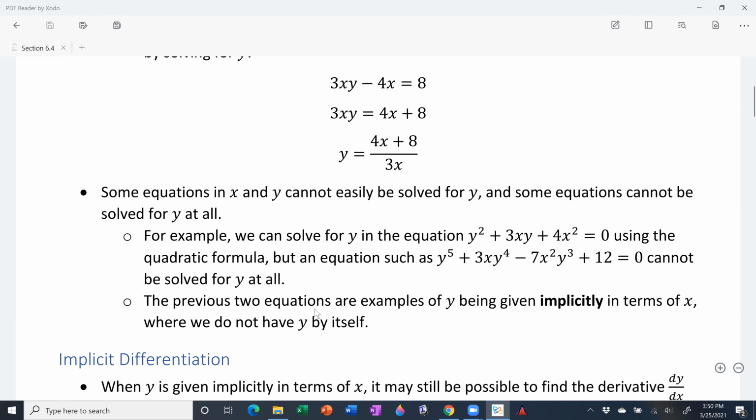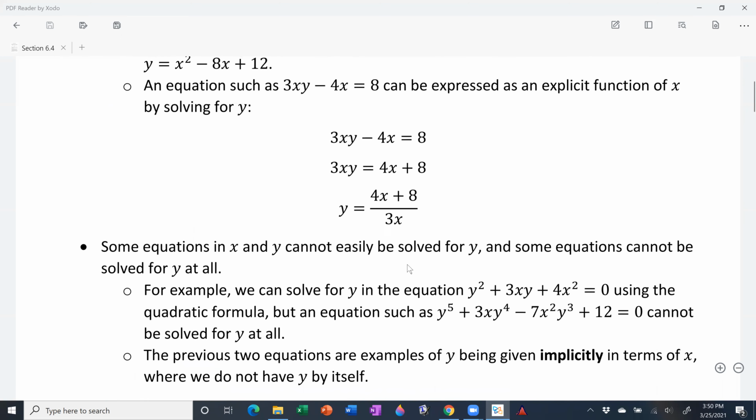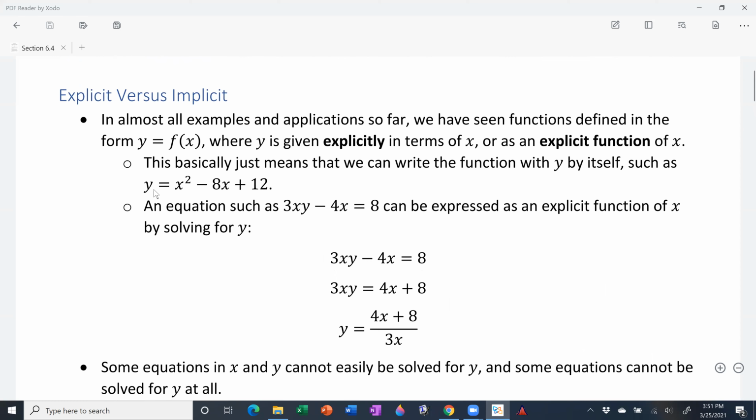These previous two equations are examples of y being given implicitly in terms of x, where we do not have y by itself. Maybe you could get y by itself, or maybe you can't, but if you've got x's and y's all scattered around, then that means y is being given implicitly. So that's the difference. Implicit is you've got y scattered around, and explicit means that you have y by itself.